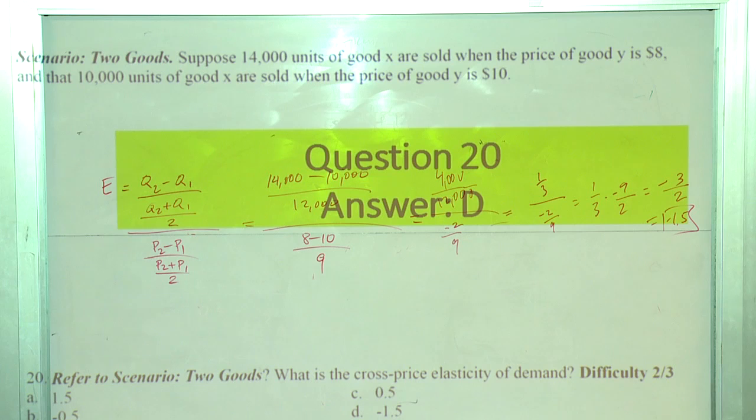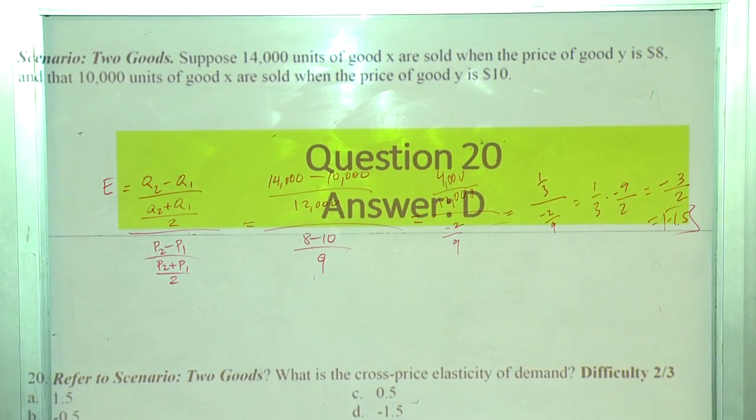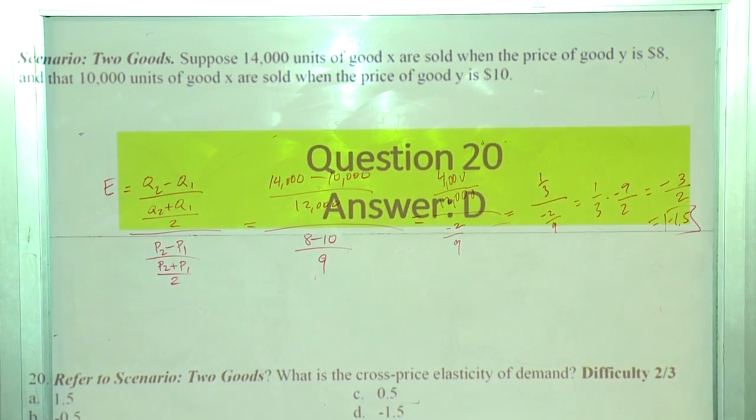Great job, guys. Yes? Sorry. Why did you do 8 minus 10 and not 10 minus 8? So that was arbitrary. You just have to be consistent. We have two different coordinates, so to speak. We have an x and a py. The first one is x is 14,000, py is 8. That's our first scenario. And then the second scenario, or I should say coordinate because they use scenario in a different way, the second coordinate is x is 10,000 and py is 10.